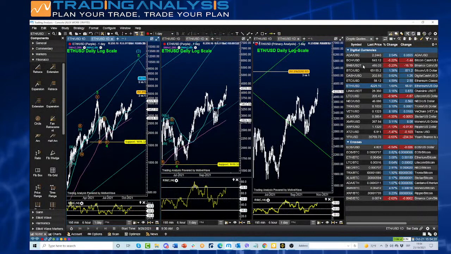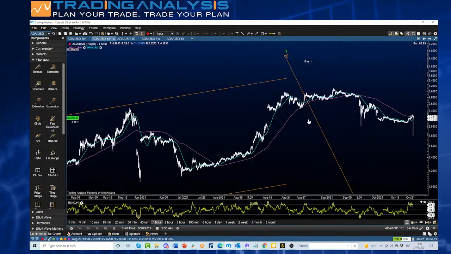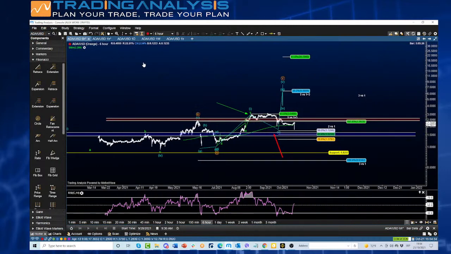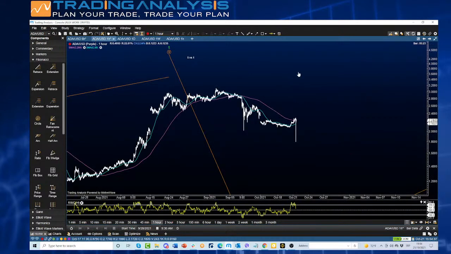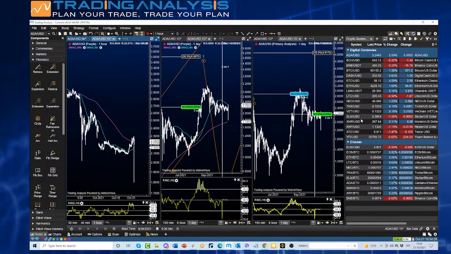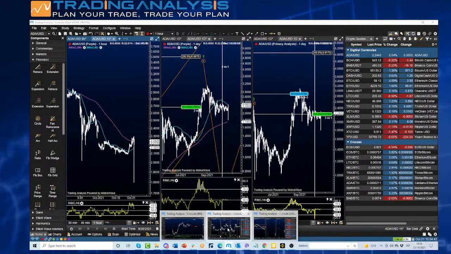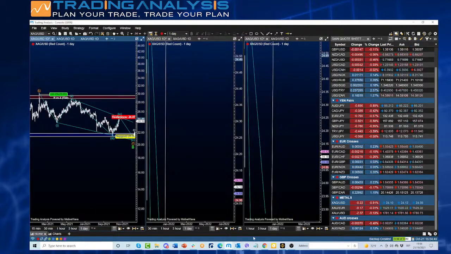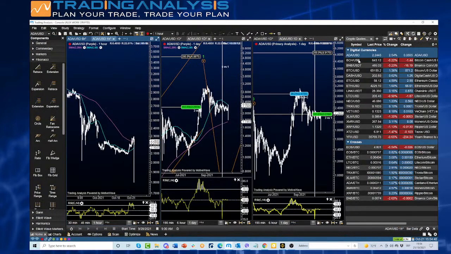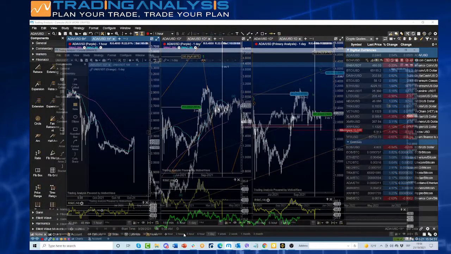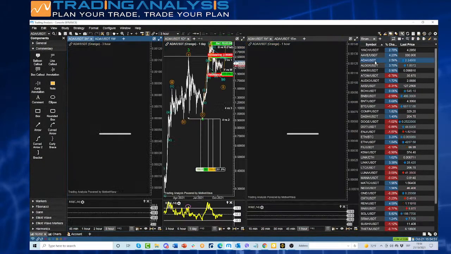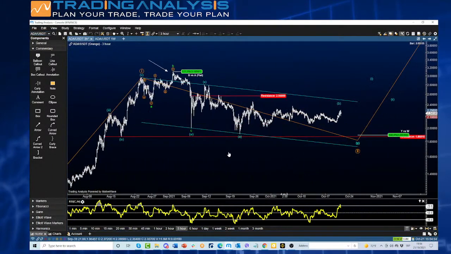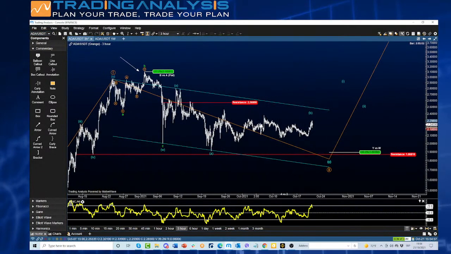ADA is still, for me, in a sideways consolidation, as you can see. I didn't see anything on ADA which would imply that we are starting the move on the upside. So let me just find the ADA chart for you. And this is, I think, here. As you can see, I don't see anything so bullish on this chart. We nailed, I would say, this high here in ADA.